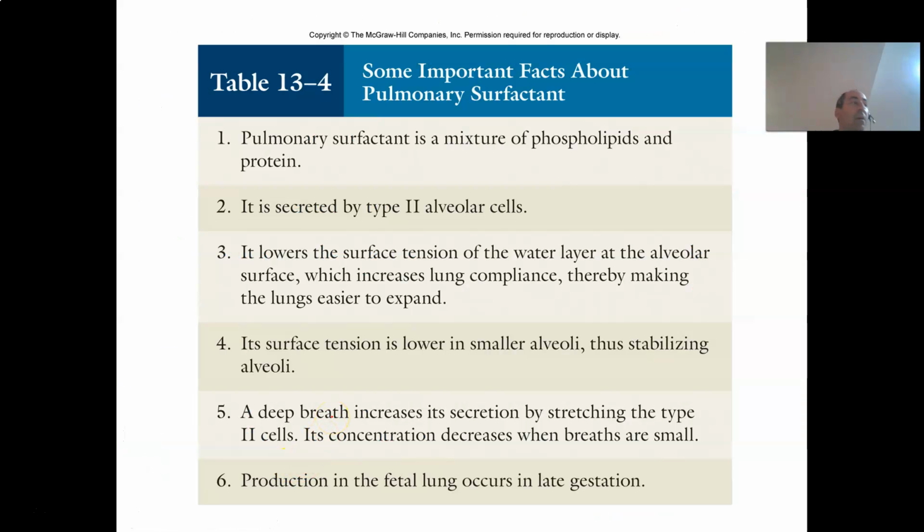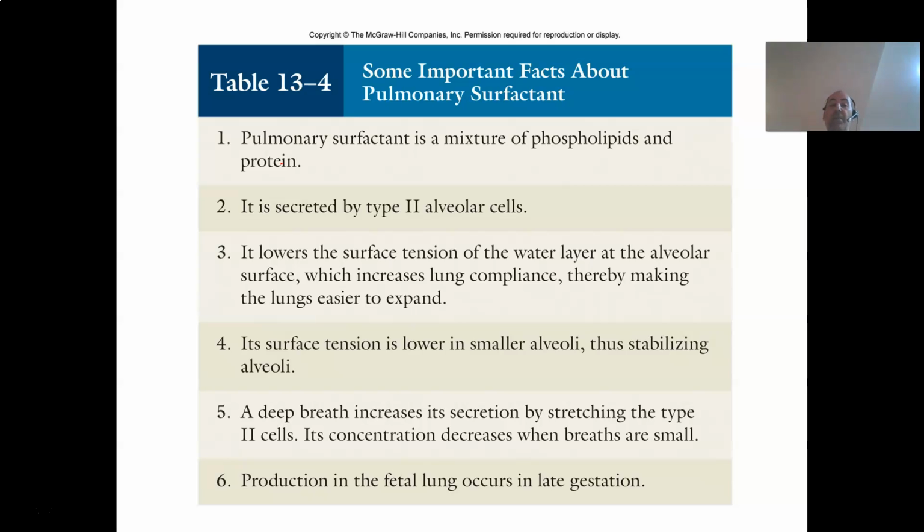Some important facts about pulmonary surfactant. Pulmonary surfactant is a mixture of phospholipids and protein, right? So you have a hydrophobic molecule, you have a hydrophilic molecule. Surfactant works on both. It is secreted by type 2 alveolar cells. It lowers the surface tension of the water layer at the alveolar surface, which increases lung compliance, thereby making it easier for the lungs to expand.